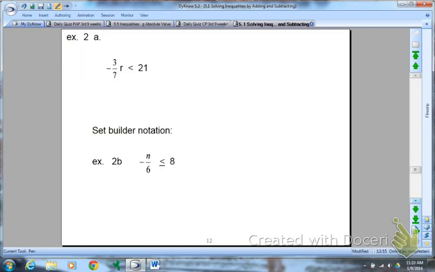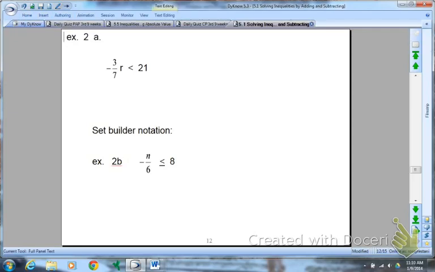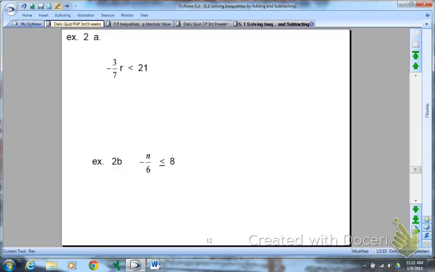Example 2a, negative 3/7 r is less than 21. Okay, when we have a fraction, let's refresh our memory. When we have a fraction, we have to multiply both sides of the equation by the reciprocal. What is the reciprocal of negative 3/7? Negative 7/3.